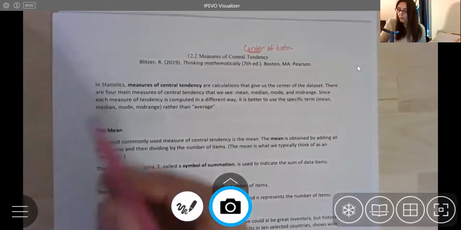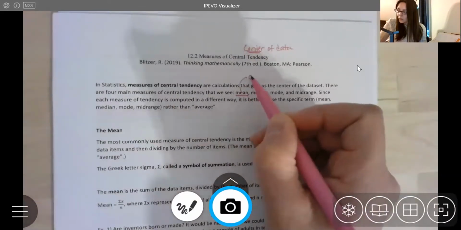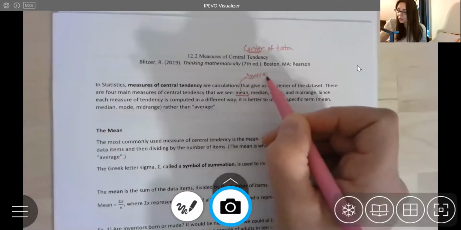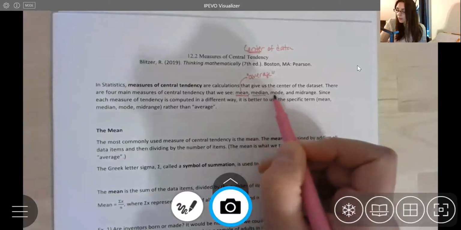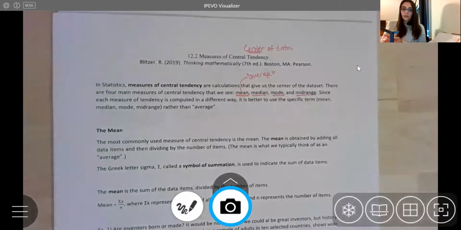Now, there are four main measures of central tendency. There's the mean, which is what you typically think of as your average, the median, the mode, and the mid-range. Now, I think probably most students know the mean, although you typically use the word average instead. And probably most of you have seen median and mode throughout the years, but mid-range may be a new one. So we're going to go through all four of these.